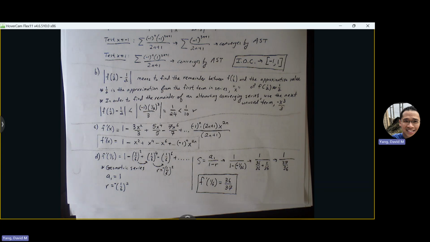Any questions with part B? And part C. Write the first four non-zero terms and the general term for the infinite series that represents f prime.